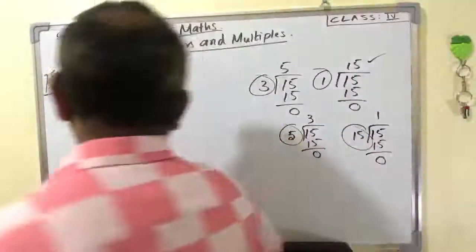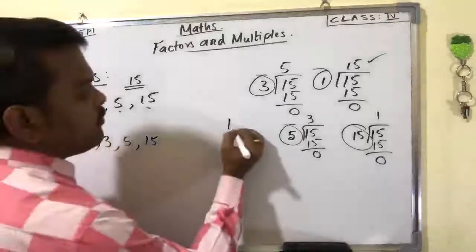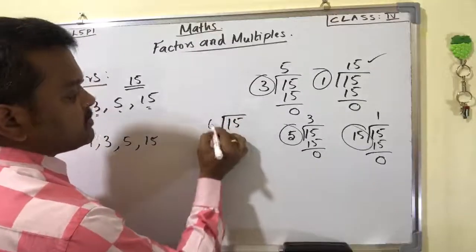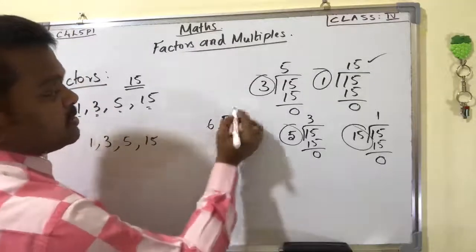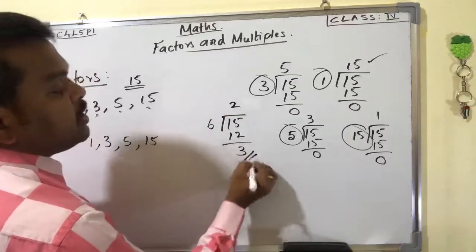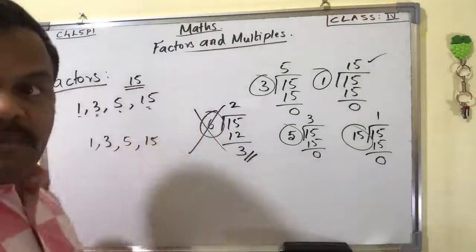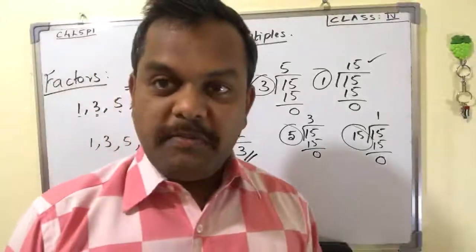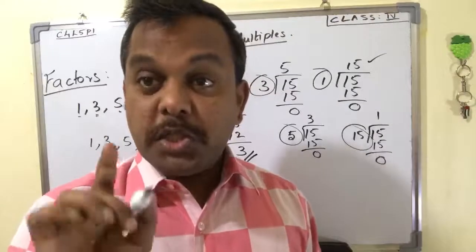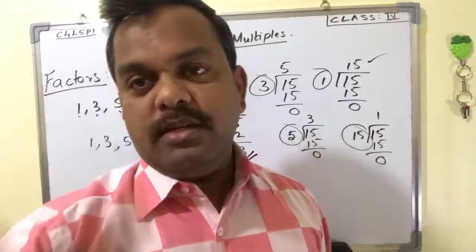Okay. Look, one more number I am going to take. 15 by 6. 1 6 is 6, 2 6 are 12, balance 3. It is showing a balance, so 6 is not a factor of 15. Factor means it should divide the number without leaving any remainder.